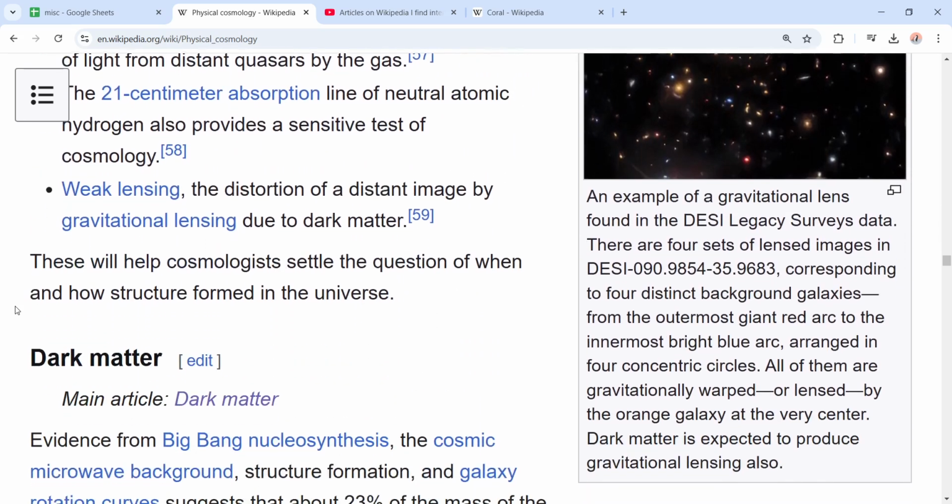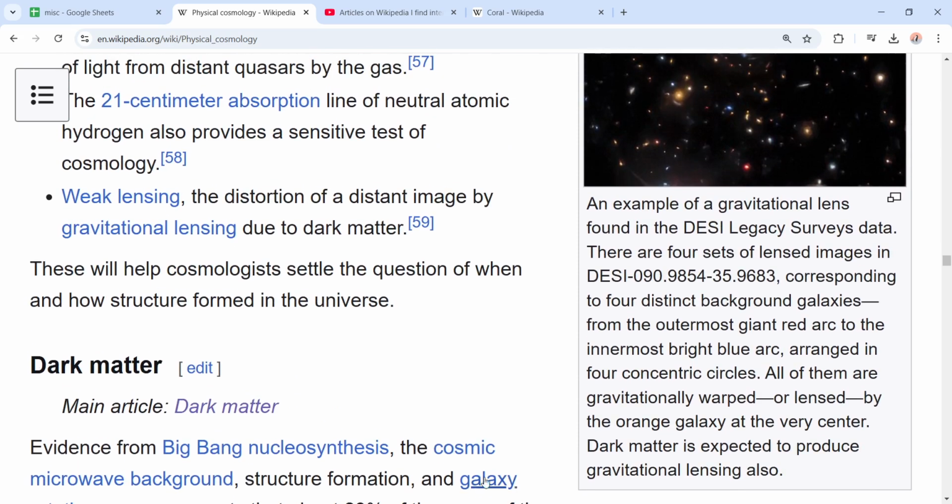An example of a gravitational lens found in the DESI Legacy Surveys data: there are four sets of lensed images in DESI 0909854359683, corresponding to four distinct background galaxies from the outermost giant red arc to the innermost bright blue arc, arranged in four concentric circles. All of them are gravitationally warped or lensed by the orange galaxy at the very center. Dark matter is expected to produce gravitational lensing also.